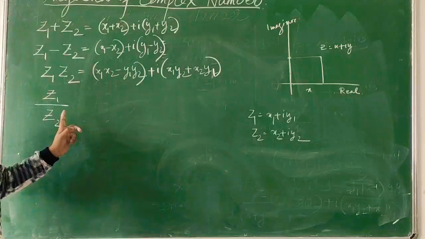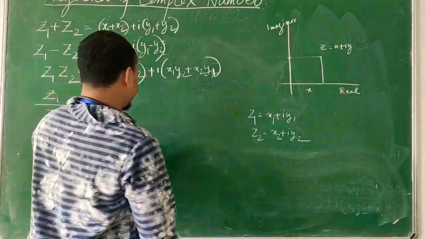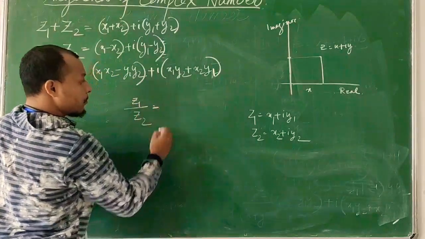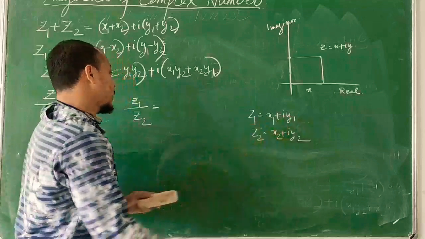Go for this part. Check this one. Z1, what is Z1? Z1 is x1 plus iy1.